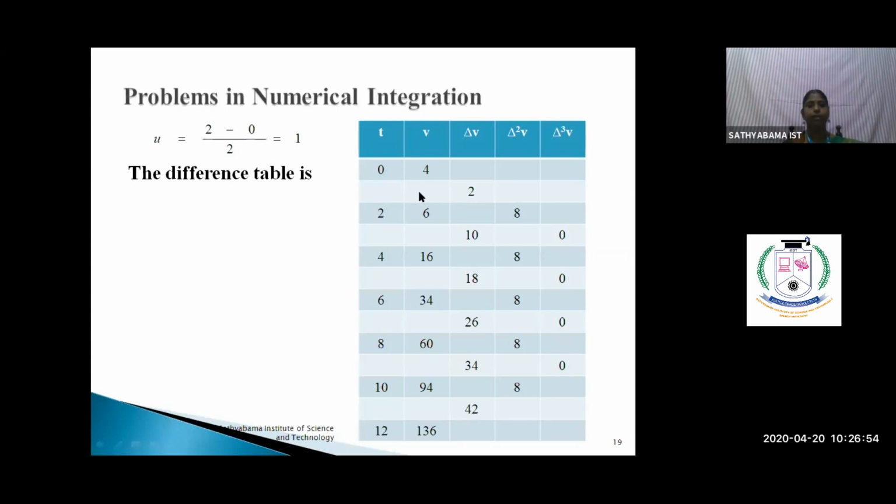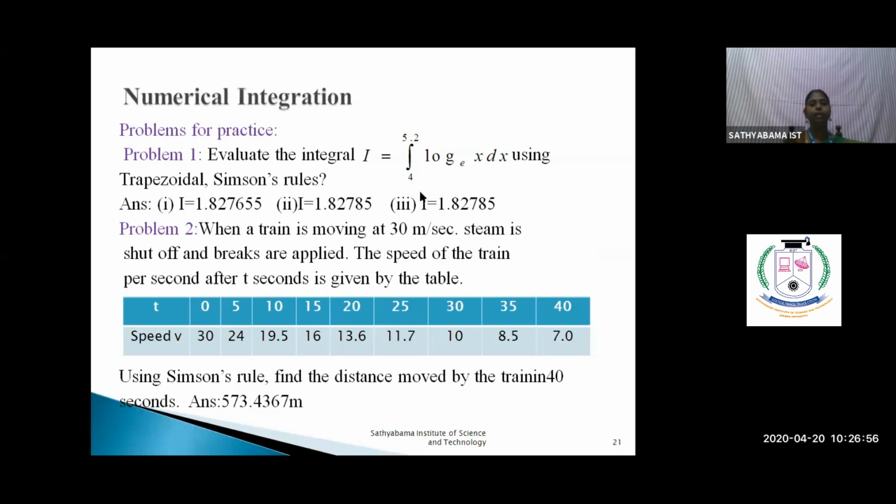Then next we can see the numerical integration practice problems. Here two problems are given. The first problem is evaluate the integral I is equal to integral 4 to 5.2 log x base e dx using trapezoidal rule and Simpson's rule. So here the h value is not mentioned. So you have to identify the h value. If you want to use all the three formulas, better you take n equal to 6. So take n equal to 6.